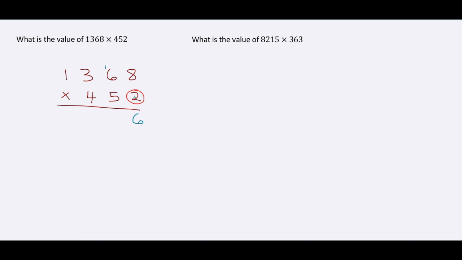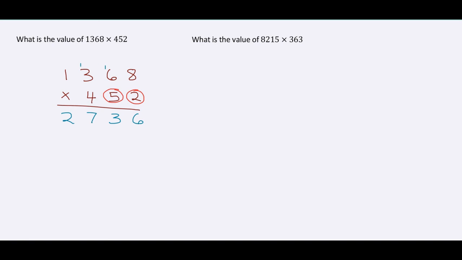6 multiplied by 2, we have 12, plus 1, we have 13. So we write 3 and we bring up 1. 3 multiplied by 2, we have 6, plus 1, we have 7. 1 multiplied by 2, we have 2. So we move over to the tens position.